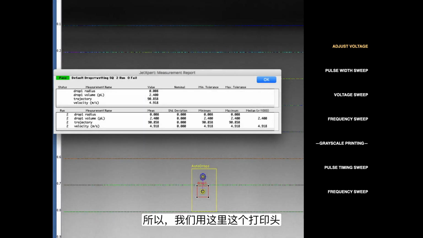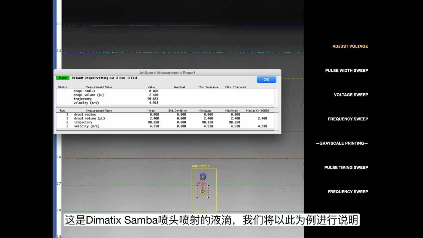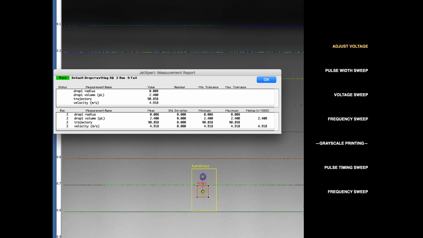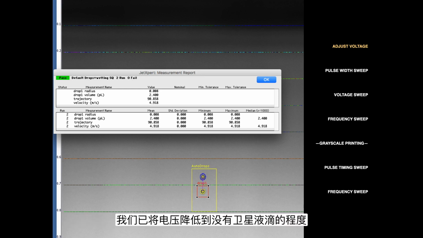So with the print head here, this is a Dimatix Samba drop that we're using from here on out. So we've lowered the voltage to the point where we've got no satellites. So this is a double pulse, again, for measuring the velocity. So there's actually no satellites here. And we've got a velocity of about 5 meters per second. So for some applications, this velocity might be a little bit slow, but again, this is just going to be our starting point for the optimization.